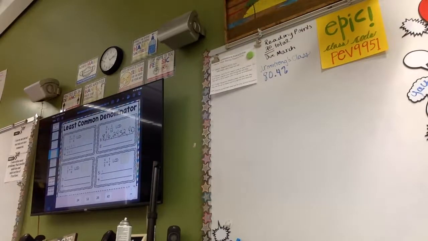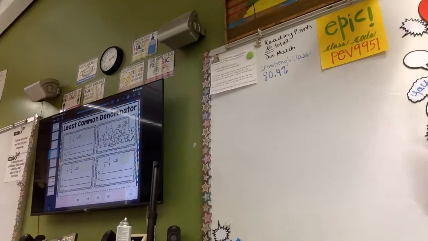Okay, so let's think about 12. 12 times 1 is what? 12 times 2? 24. Oh, that's a less that I'm thinking of. Okay, 12 times 3? 12 times 4? 12 times 5? What is the smallest number I have that is in both lines? 24. So my least common denominator is 24.